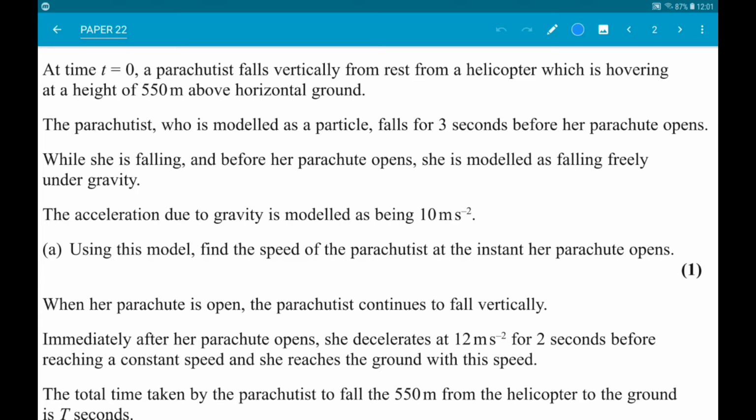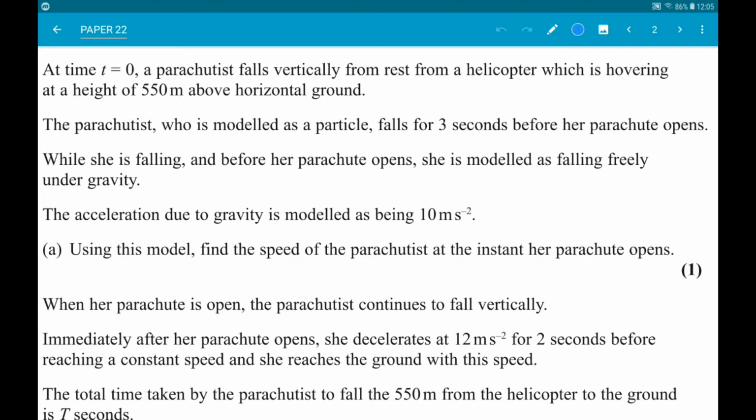Number 1. At time t equals 0, a parachutist falls from rest from a helicopter which is hovering 550 meters above horizontal ground. The parachutist, who is modelled as a particle, falls for 3 seconds before her parachute opens. Before her parachute opens, she is modelled as falling freely under gravity. Acceleration due to gravity is modelled as 10 meters per second squared.